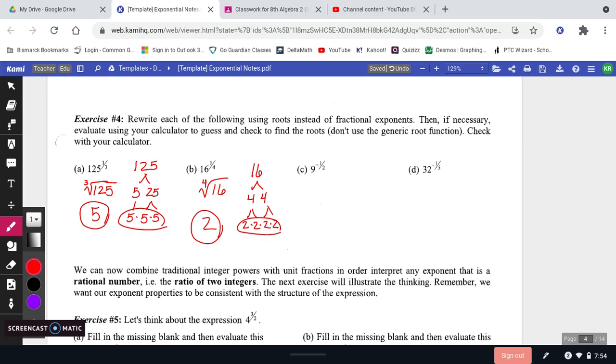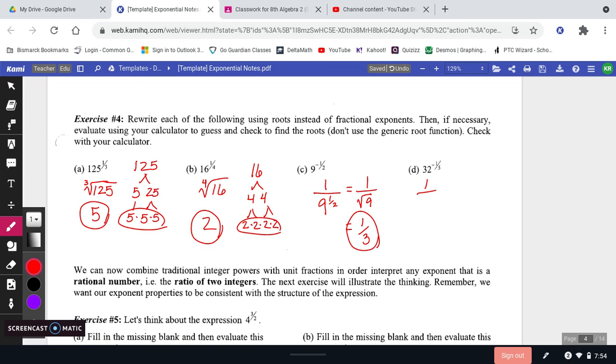Okay, so 9 to the negative 1/2 power. All right, so negative exponent, we know that we could do a reciprocal. So we could think of that as 1 over 9 to the 1/2, or 9 to the 1/2 would be the square root of 9, and that would be 1/3.